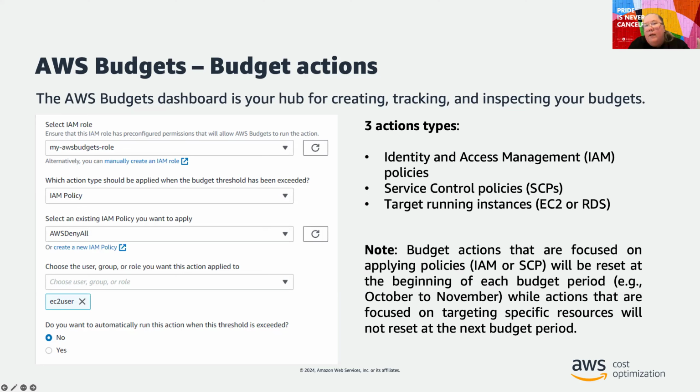So there's a lot that we can do, but keep in mind, when it notifies you that you're going over budget, it doesn't automatically do anything about it. It just tells you that you are going over budget.